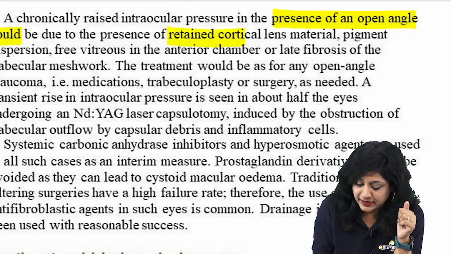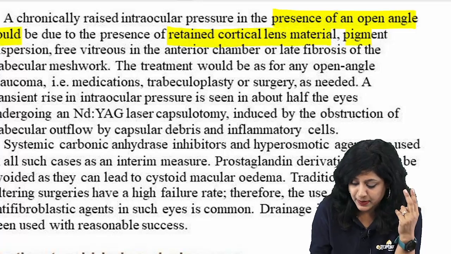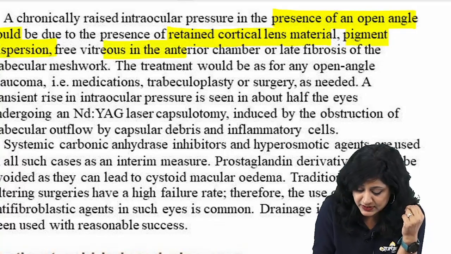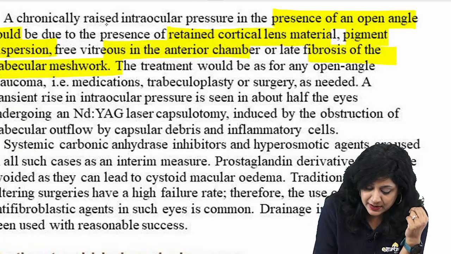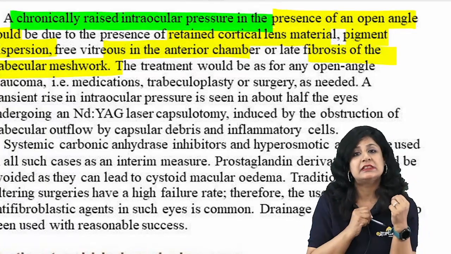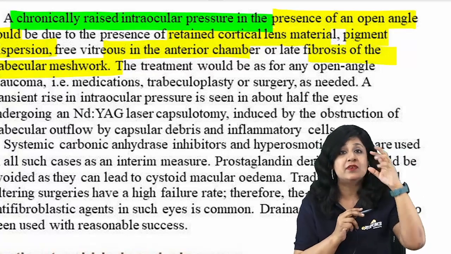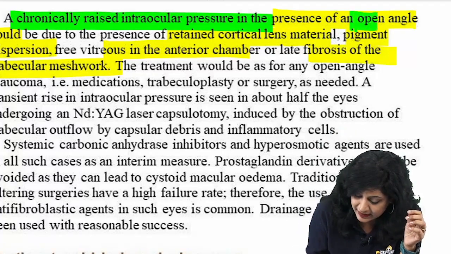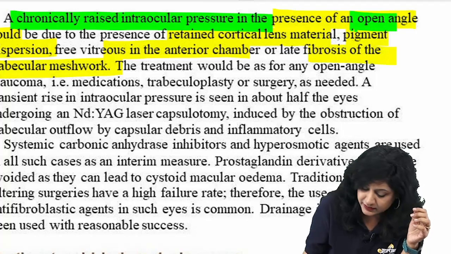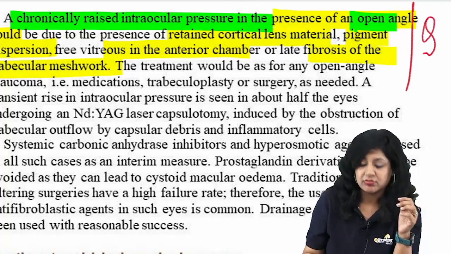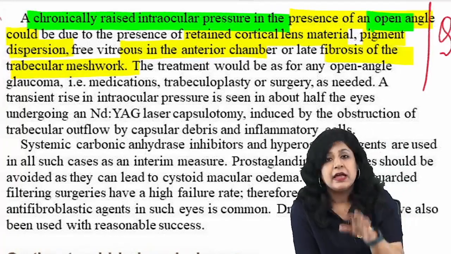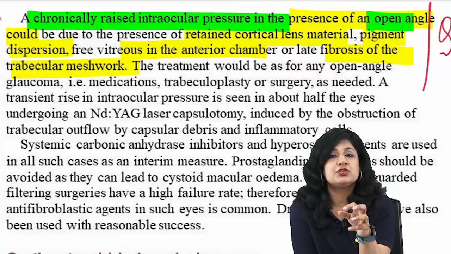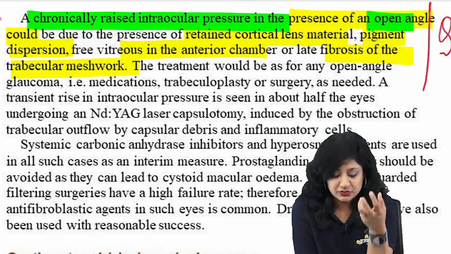Due to the presence of retained cortical lens material, it could be a pigment dispersion, vitreous in the anterior chamber, fibrosis of the trabecular meshwork. Again, an important thing, suppose you are given a clinical scenario where you are having chronically raised intraocular pressure, but the angle is open, then what all are the things that you can think? You can think about the retained cortical matter, pigment dispersion, any free vitreous present in the anterior chamber, the fibrosis taking place in the trabecular meshwork.